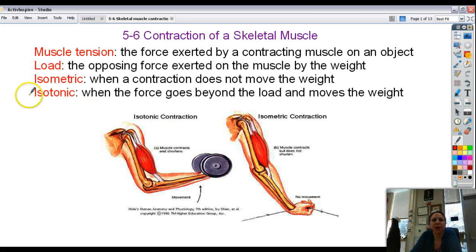But if it's isotonic, then I have the ability to go beyond the force of the load and actually move it. So they're showing two pictures down here of an isotonic where I do get to move it, and then isometric where it does not. I don't know what he's holding there. It looks like a fence and looks like he moved it to me, but anyway.